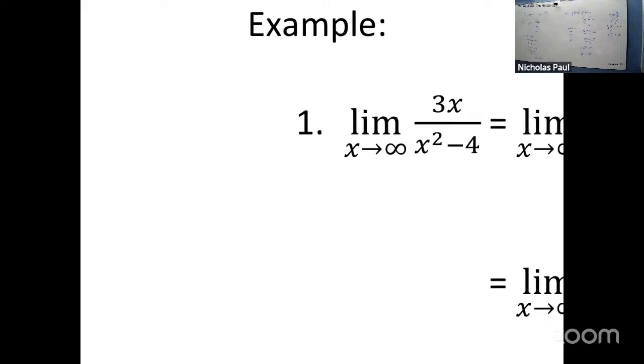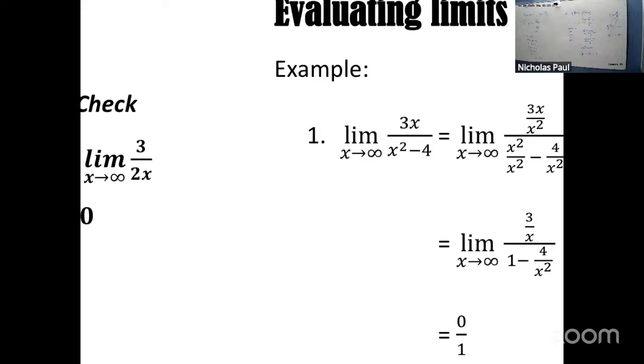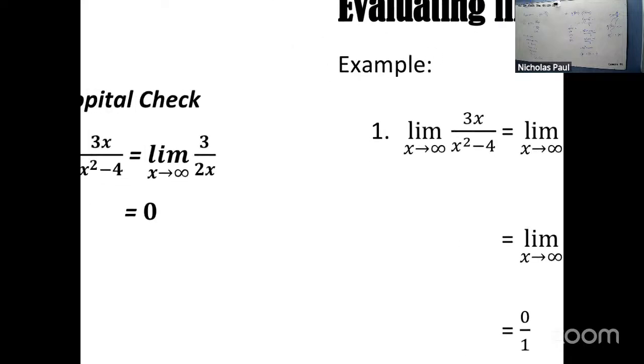Try to factorize this one. Does it simplify out? Let's see what we'll get. We'll get 3x over x minus 2, x plus 2. If I plug in infinity, has it been simplified? No, I'm still getting the same thing. So therefore, we have to go to dividing by the highest power of x.